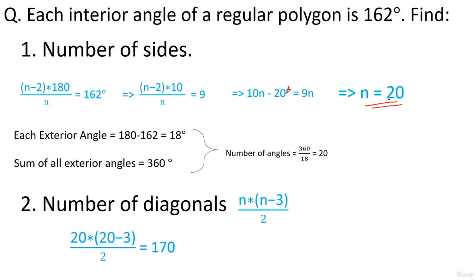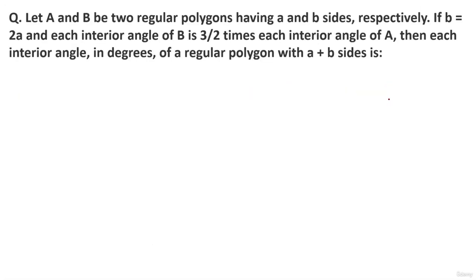Okay, let's go on to the next question, guys. Let A and B be two regular polygons having A and B sides respectively. If B is equal to twice of A and each interior angle of B is 3 by 2 times each interior angle of A, then each interior angle in degrees of a regular polygon with A plus B sides is. Okay. So they're giving you mainly two types of information here.